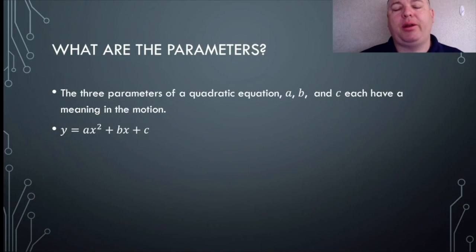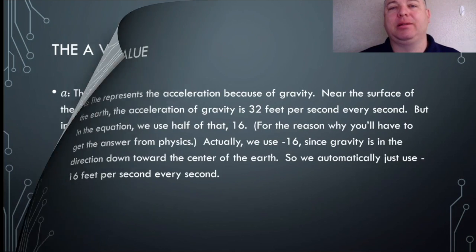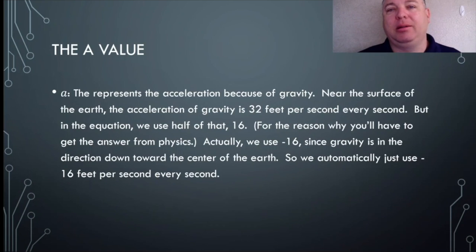What are the parameters? In other words, what numbers do we fill in the equation? There are three parameters to a quadratic equation: an a value, a b value, and a c value. The a value represents acceleration due to gravity. Here on Earth, near the ground, gravity accelerates objects at 32 feet per second every second. But for our equation, we have to use half of that. If you'd like a detailed reason why, you need to ask a physics teacher. It's got to be negative 16 because gravity goes down and negative means downward. So every single one of these problems has an a value of negative 16.